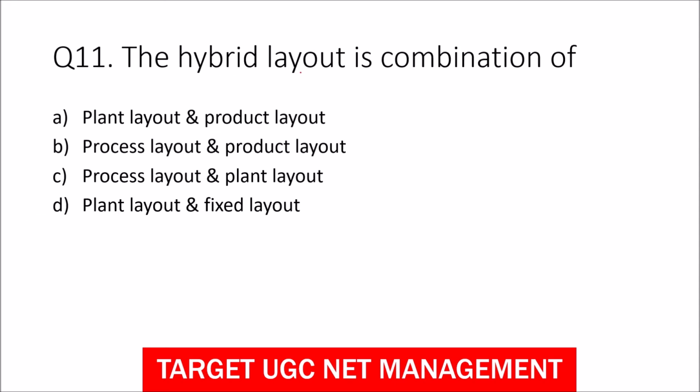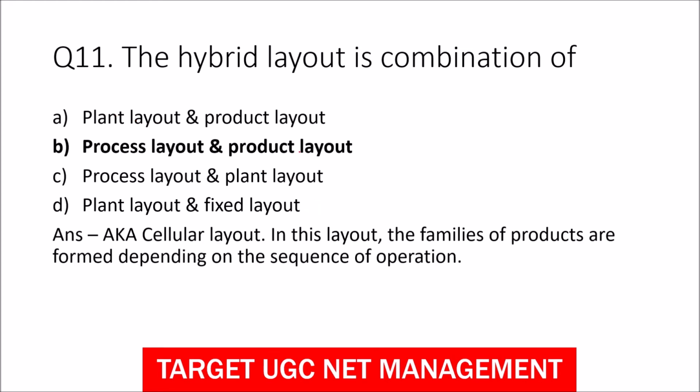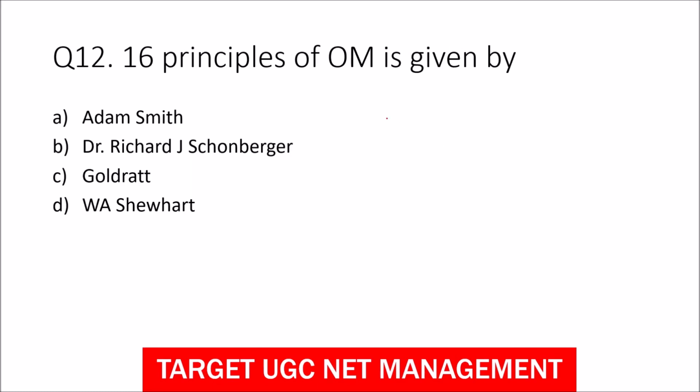Question 11. The hybrid layout is a combination of... So there is nothing like plant layout, okay. Process layout and product layout, yes. Plant layout and fixed layout, no. So the correct option is that hybrid layout is process layout and product layout, which is also known as cellular layout. In this layout, the families of products are formed depending on the sequence of operation. Combinations of process layout and product layout. Question 12. 16 principles of operation management is given by.